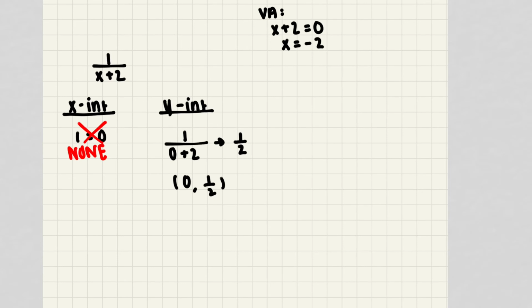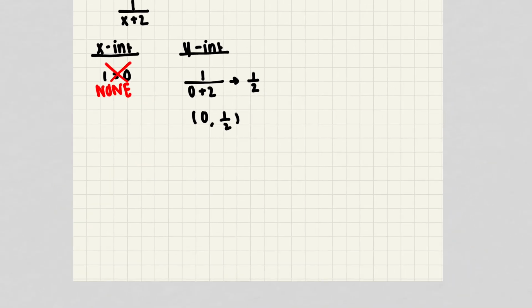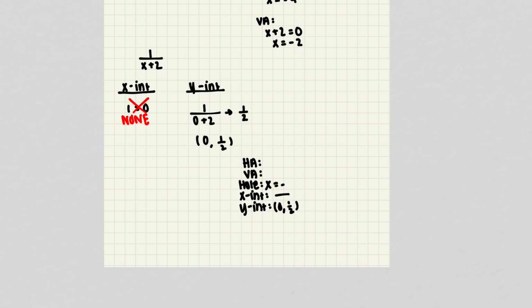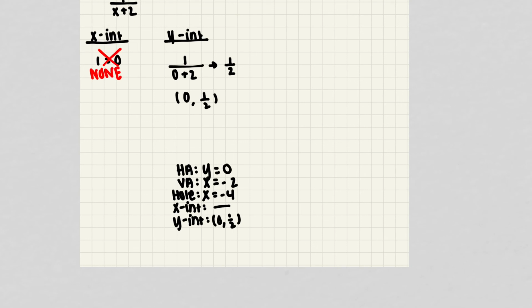If you're using the RAIN process, the last thing you would do is the number line analysis. I'm skipping that here just for the sake of time. And so we are going to go ahead and start graphing. Before we graph, though, we are going to list out all the pieces and components we have. For my y-intercept, I have (0, 1/2). My x-intercept, I don't have one, so it's none. There is a hole at x equals -4. My vertical asymptote is x equals -2. And my horizontal asymptote is y equals 0.